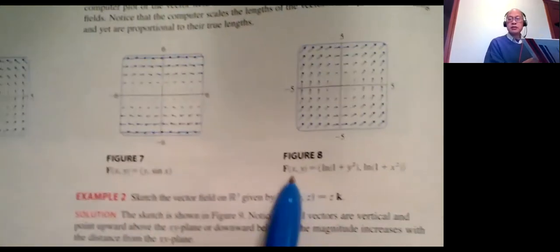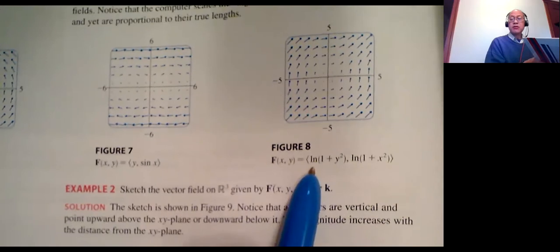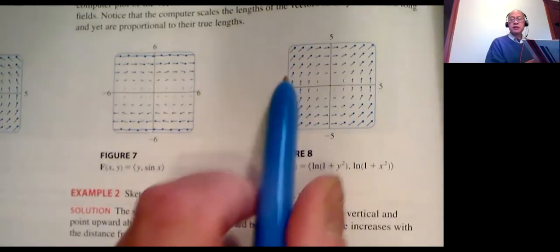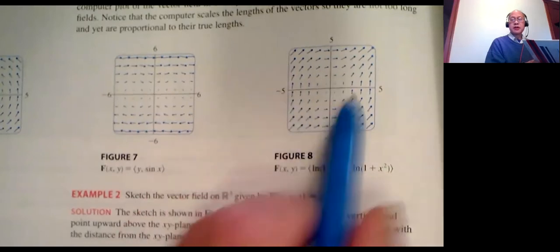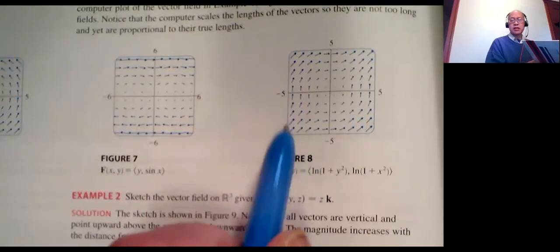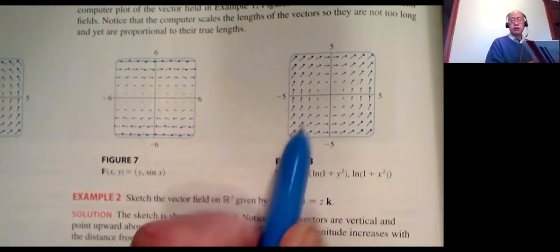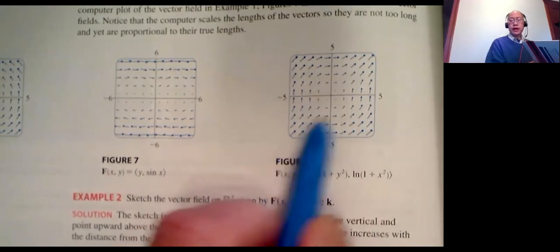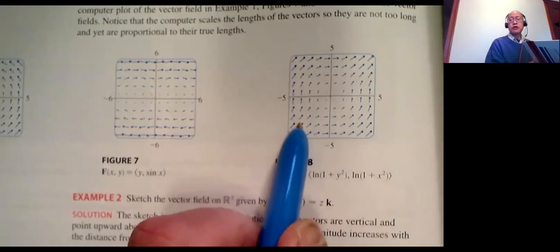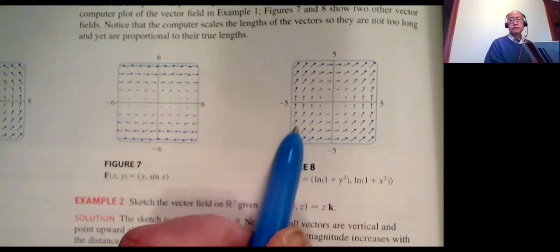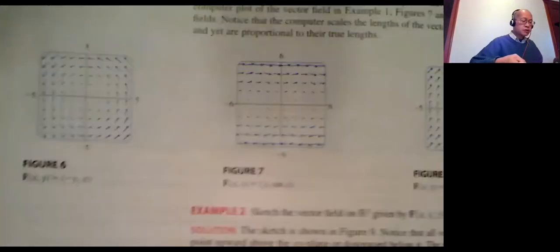Here's a weird one. ln of 1 plus y squared, ln of 1 plus x squared. So it kind of looks like it's going like so. If you can imagine fluid flow, right? Flow of water or flow of electrons or flow of air. Fluid flow has a lot of this kind of stuff, as you might imagine. Okay, fluid dynamics.